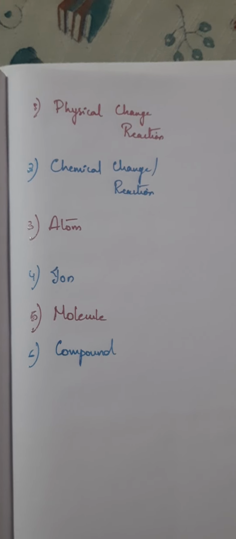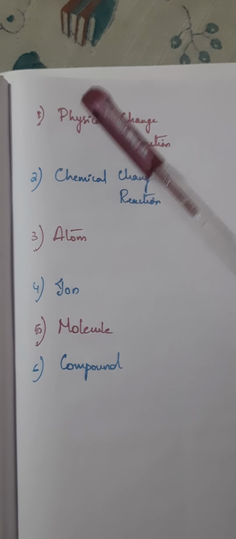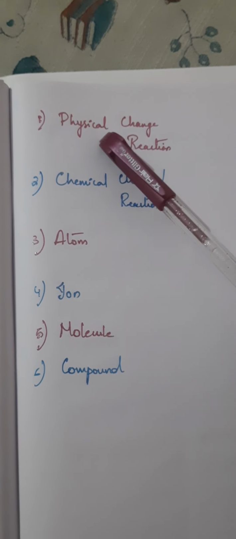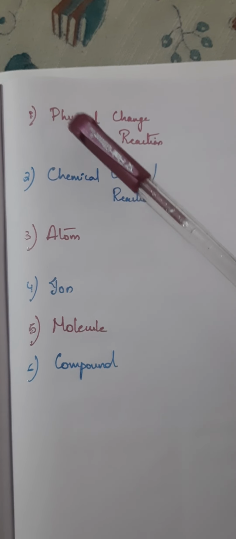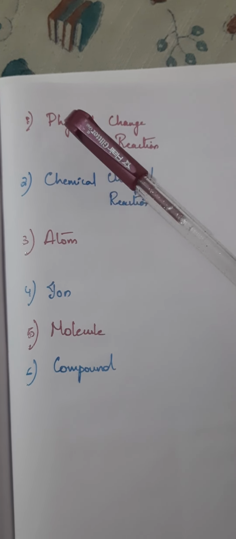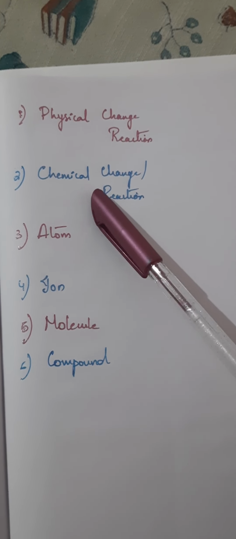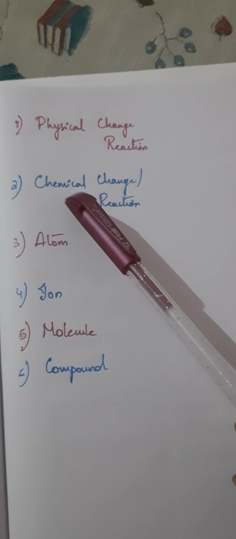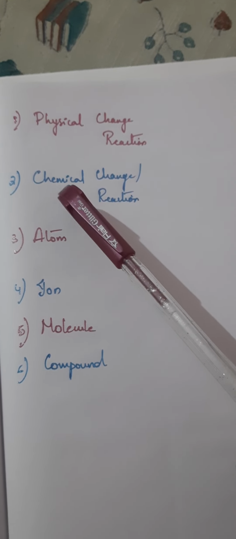So, what do you mean by physical change? Any change that is temporary and reversible, and it only changes in its form, is called a physical change. There is no change in the chemical composition of a substance. However, in a chemical change, this change is irreversible, it is mostly permanent, or it is difficult to reverse, and there is always a formation of a new product.